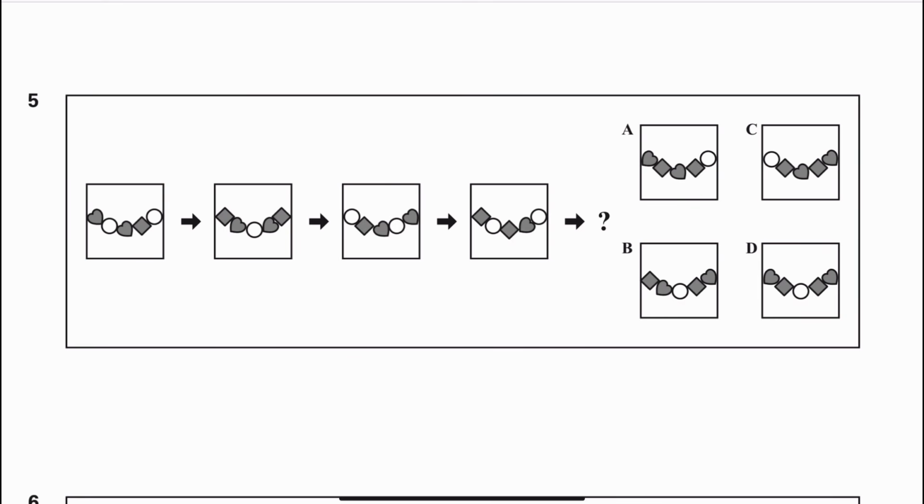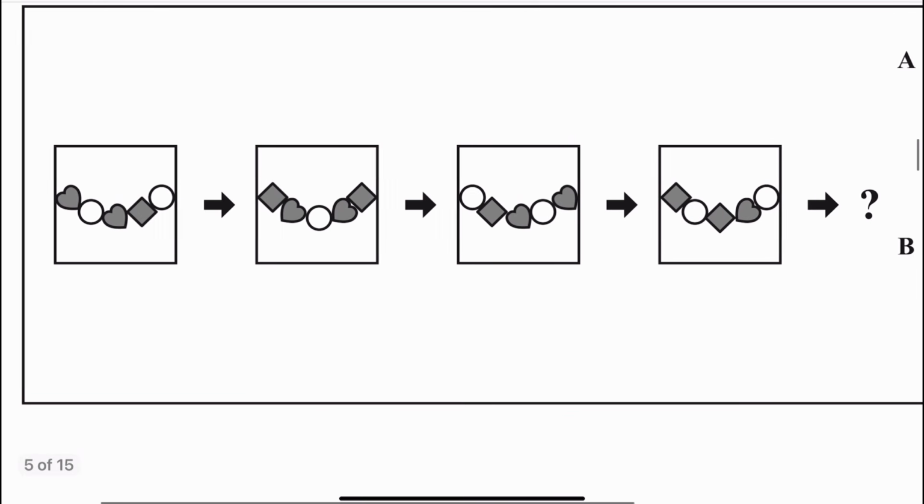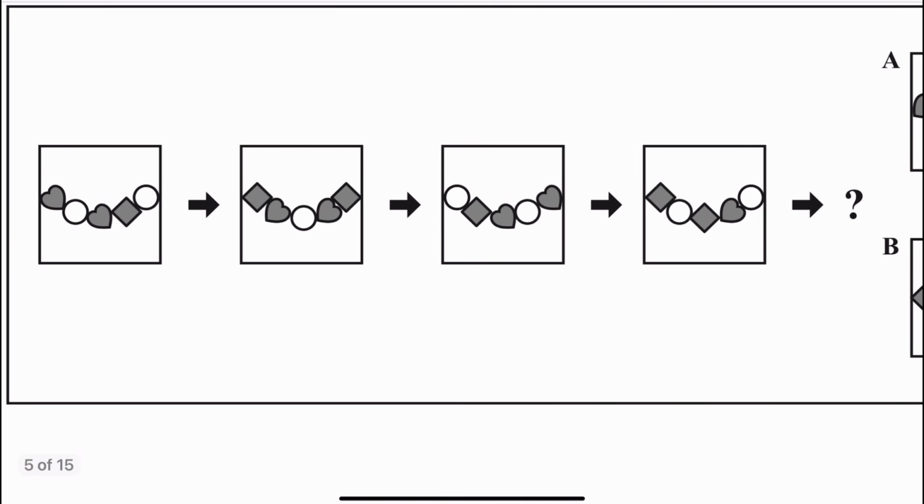Question 5. So here, we'd notice that the shapes are moving across from left to right across the string. So let's look at the position of, let's say, the heart. The heart moves one across, so it ends up here. Then this heart over here moves one across, and it ends up there. So these hearts are moving one space to the right.